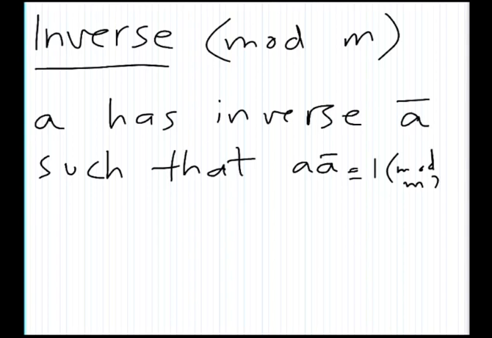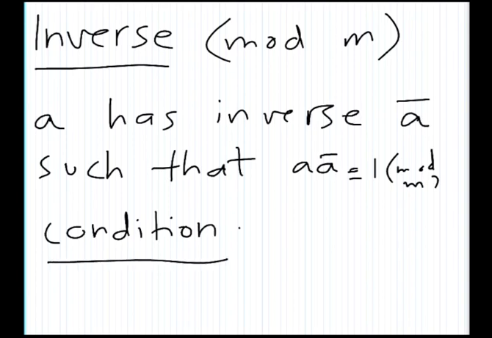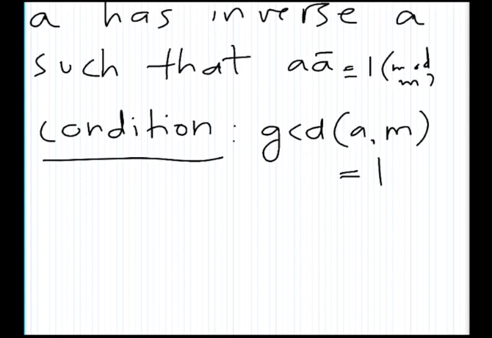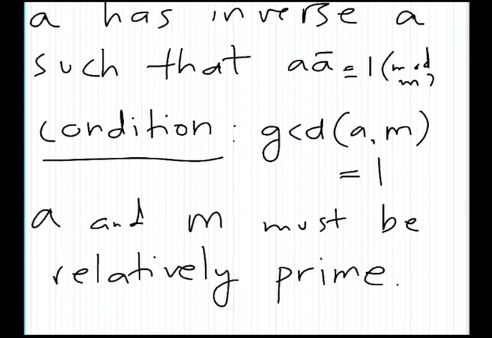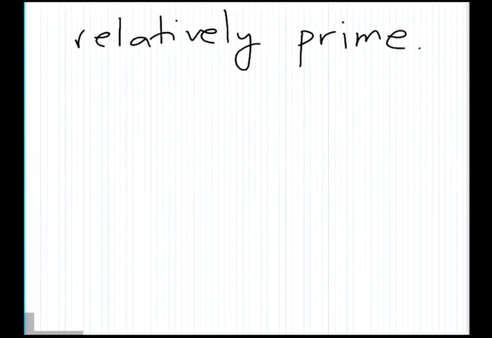But there is a condition. The condition is that the GCD of A and m should be equal to 1. In other words, A and m should be relatively prime. So let's write it down: A and m must be relatively prime.